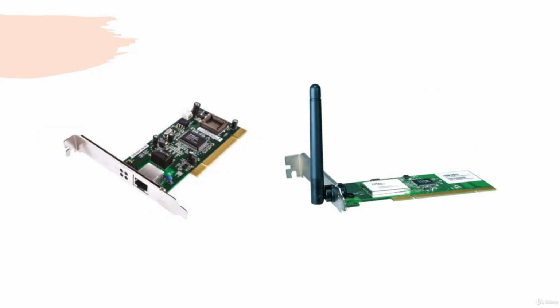So this is how these actual network interface cards look. You can see on the left hand side there's one for a wired connection, and then on the right hand side that's for a wireless connection. And especially now there's cards that have both capabilities for wired and wireless as well.